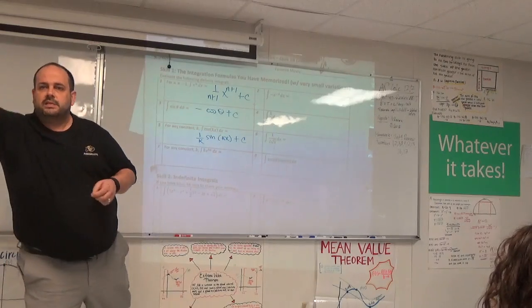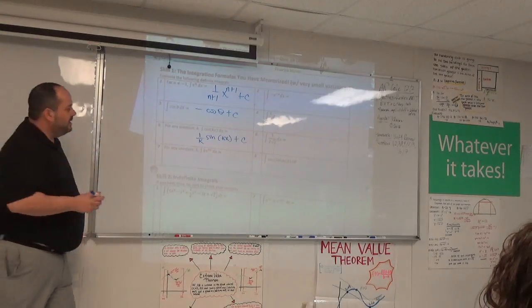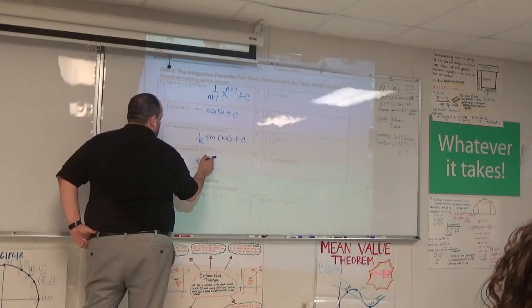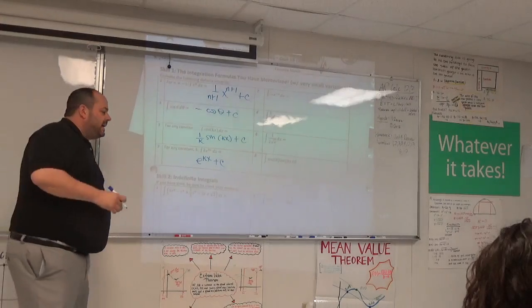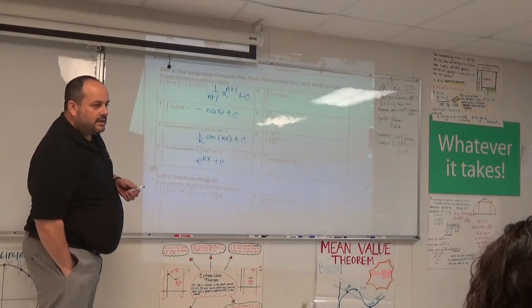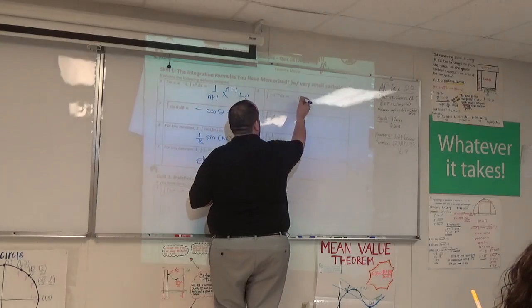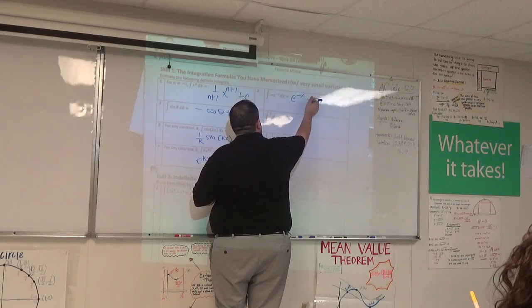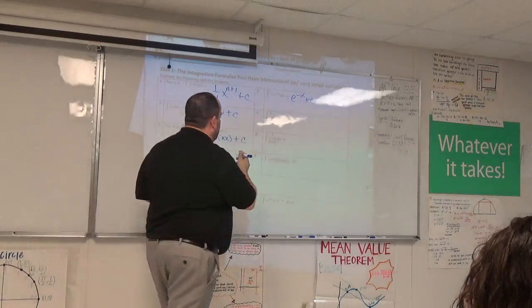Steven, integral of k e to the kx dx. It is e to the power of kx plus c. I agree. Next, e to the negative x, plus c. Antiderivative of 1 over x dx.